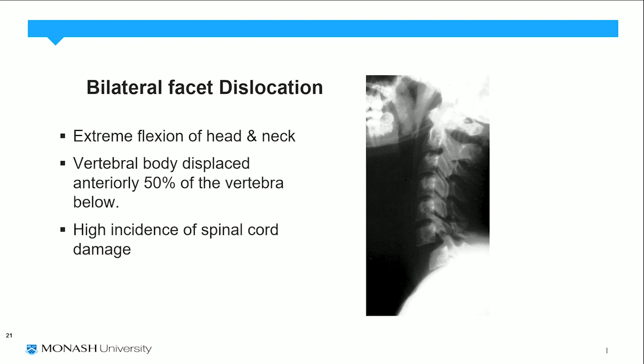Bilateral facet dislocation is due to extreme flexion of the head and neck. The vertebral body is displaced anteriorly 50% or greater, and there is a high incidence of spinal cord damage. On this image, we can see C6, C7, and there's definitely more than 50% displacement, so this is a bilateral facet dislocation.